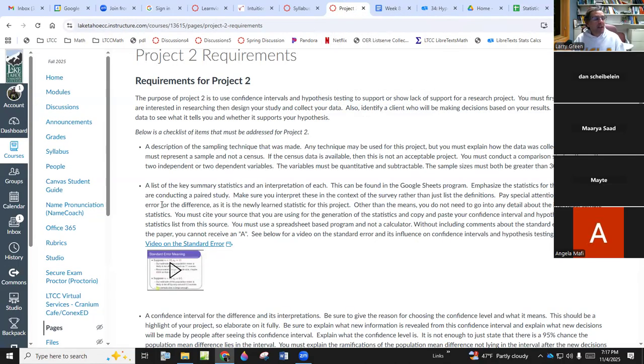So pay special attention to the standard error for the difference. It's a newly learned statistic for this project, so that's going to be a main part of the project. Other than means, you do not need to go into too much detail about individual sample statistics, just the means, because that's the key thing. And then the standard error is big.